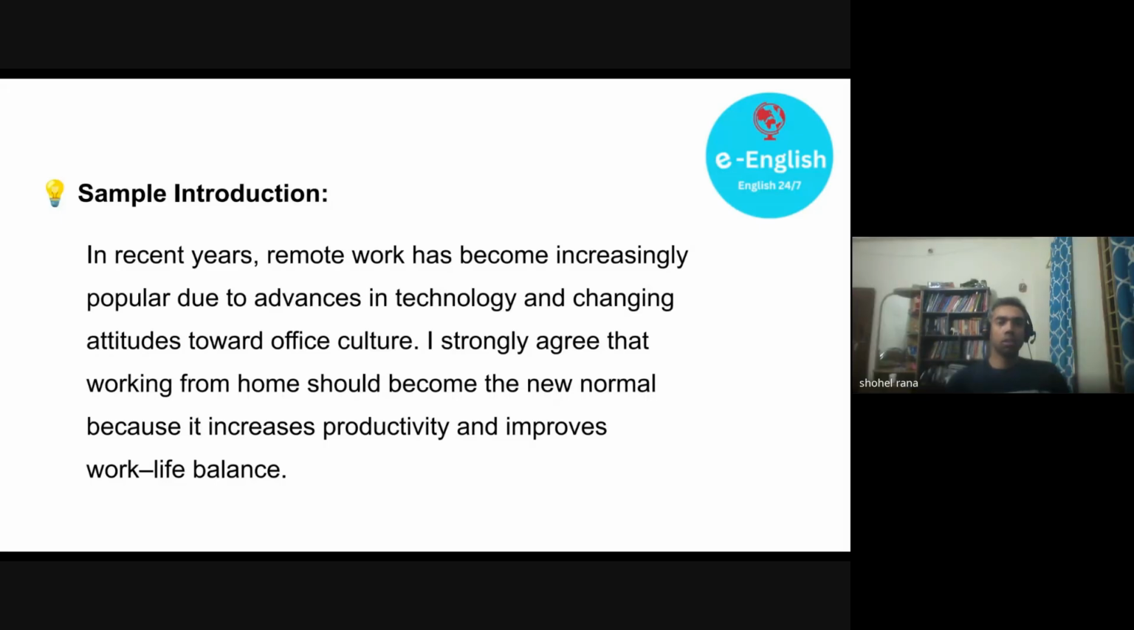In recent years, remote work has become increasingly popular due to advances in technology and changing attitudes toward offline culture. I strongly agree that working from home should become the new normal because it increases productivity and improves work-life balance.